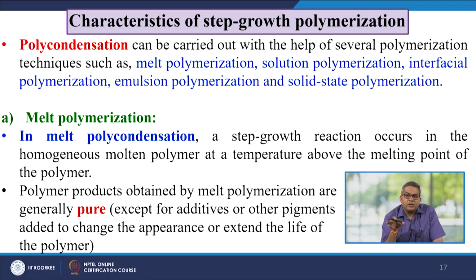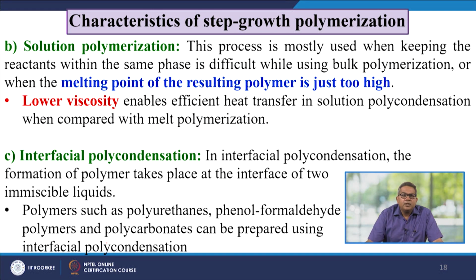The polymer products obtained by melt polymerization are generally pure, except for additives or pigments added to change the appearance or extend the life of the polymer. Now, solution polymerization. This process is mostly used when keeping the reactants within the same phase is very difficult using bulk polymerization, or when the melting point of the resulting polymer is just too high. Lower viscosity sometimes enables efficient heat transfer in solution polycondensation when compared with melt polymerization.